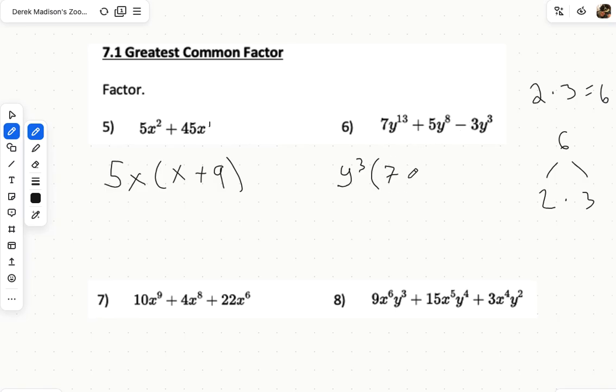So 7y to the 10th, since 3 plus 10 gets me back to 13, plus 5y to the 8 minus 3, which would leave us 5, and then minus 3, and I don't need anything else there because y cubed times 3 gives me that minus 3y cubed back.